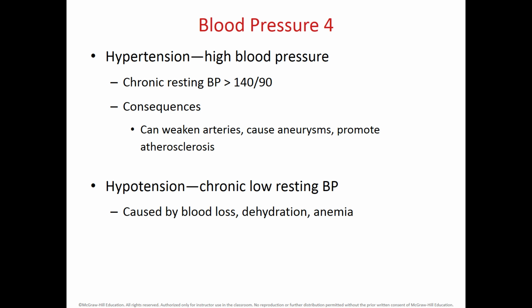Now, having hypotension is having chronic low blood pressure, and this is caused by having blood loss or dehydration or anemia. Now, there is no specific number for hypotension because someone actually can have a low blood pressure reading but without fainting, and unless the person has signs and symptoms, that person cannot be said to have hypotension. What can be the signs and symptoms? Feeling dizzy or fainting.